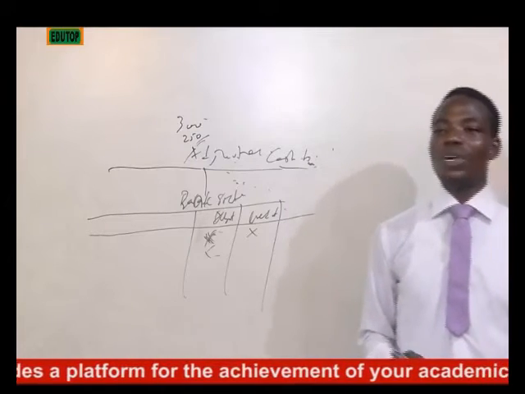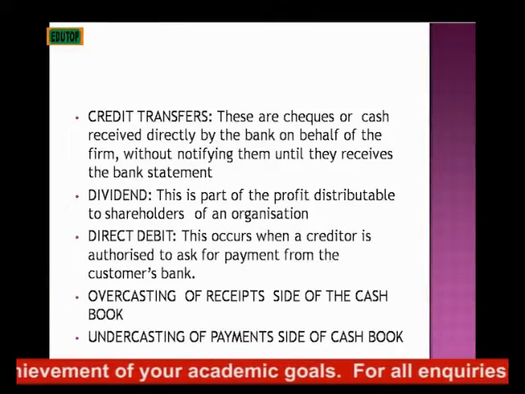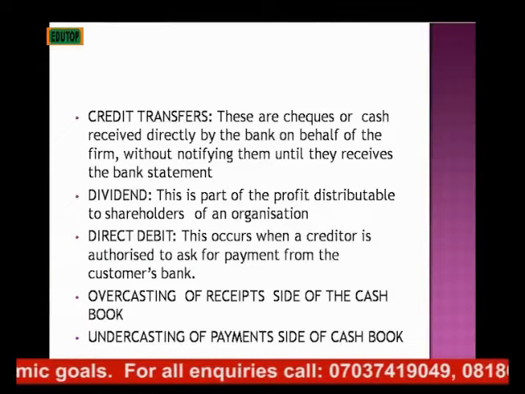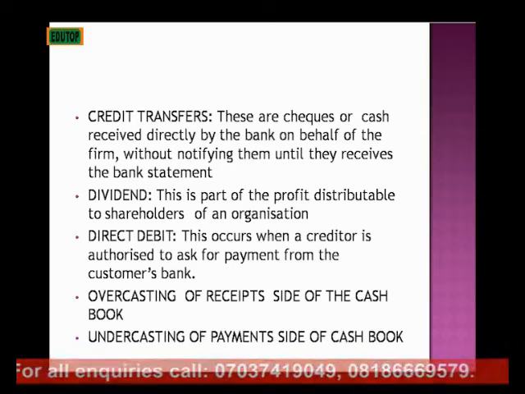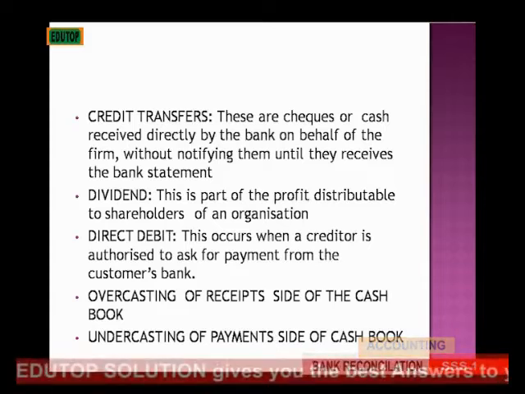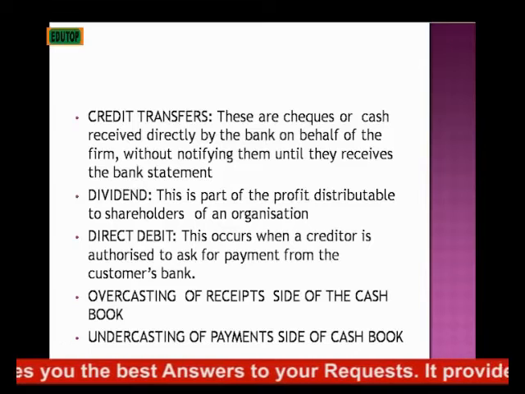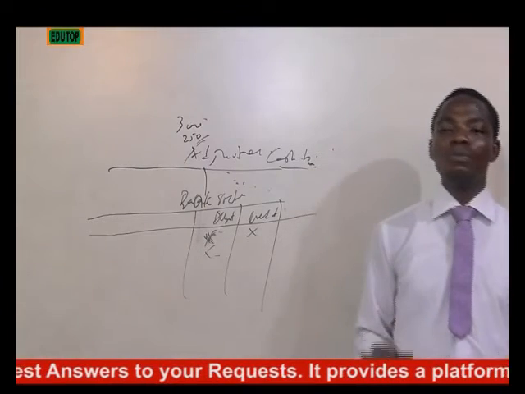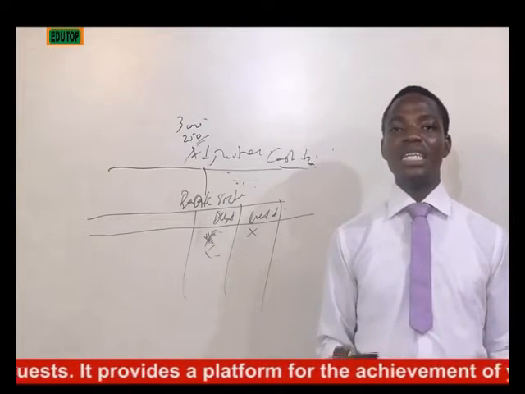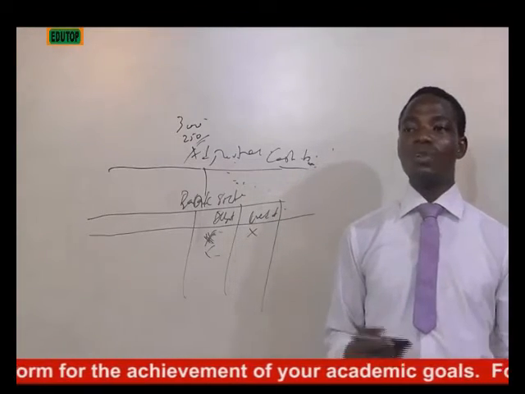Then another one, we have credit transfer. What is the meaning of credit transfer? These are other items that bring about disagreement between the cash book and the bank statement. These are the checks or cash which are received directly by the bank on behalf of the firm without notifying them. Let me repeat it again. These are the checks or cash received directly by the bank on your behalf. It might be a firm. We have different types of firms that are bank oriented. They operate banks. After any money comes in, the bank will notify them.